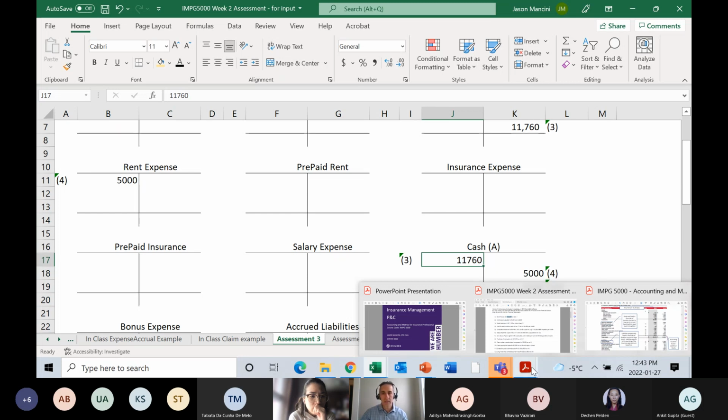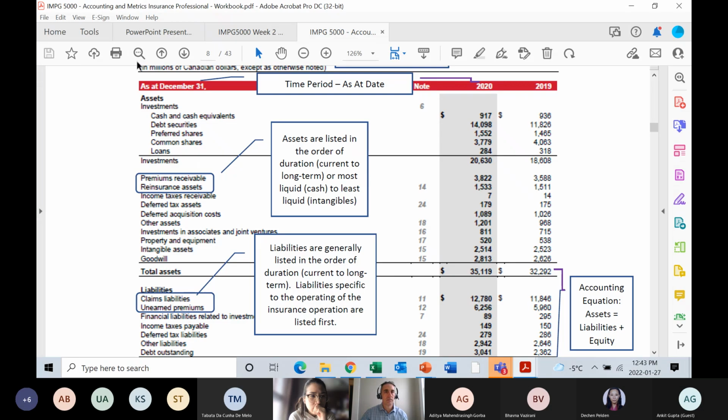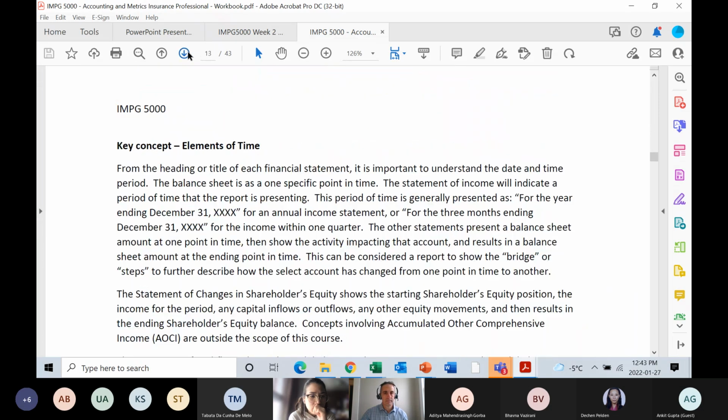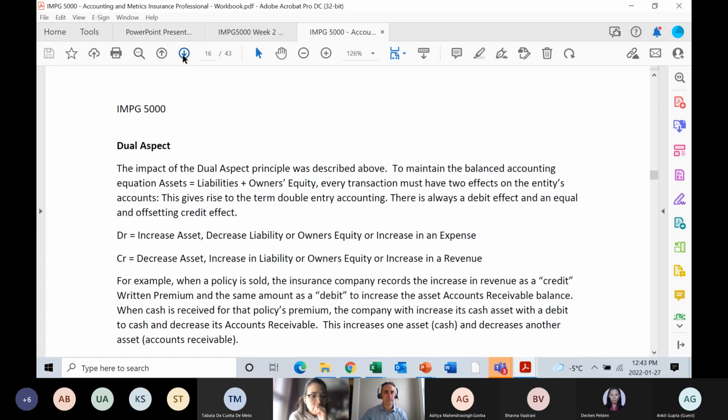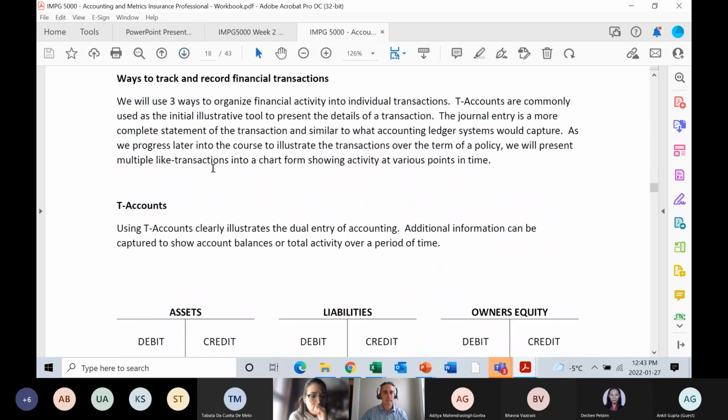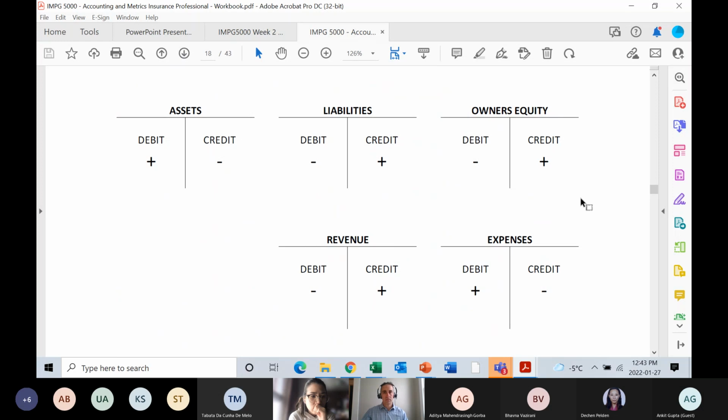So a couple of ways we could think about that. Let's first go to cash. I'll start here by saying this plus sign means this is an increase to an asset. So we're talking about cash, which is an asset, so it's a debit to increase cash. That's how all assets work: a debit increases an asset.